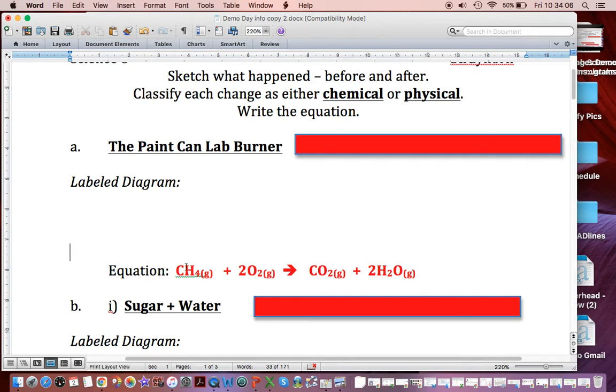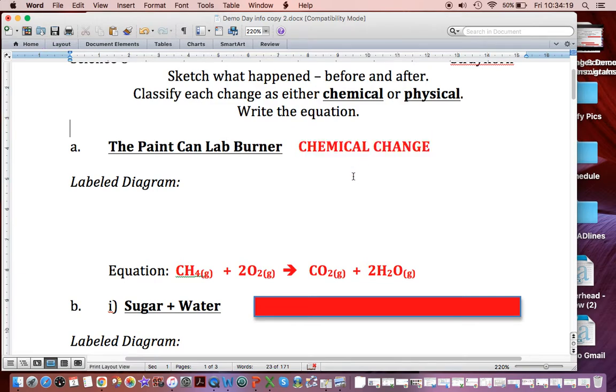Now here the carbon was latched onto hydrogen. Here it's latched onto the oxygen. So right away we know that's a chemical change from the formulas. But we also know we produced heat, we had a flame, we had a color change, all those good things. So the paint can lab burner is definitely a chemical change.